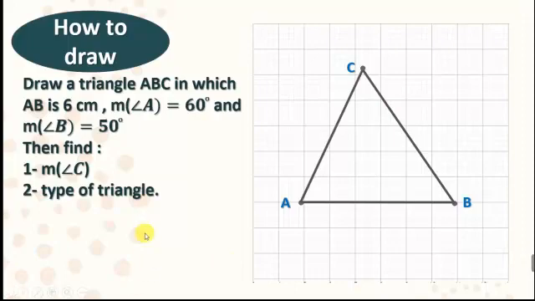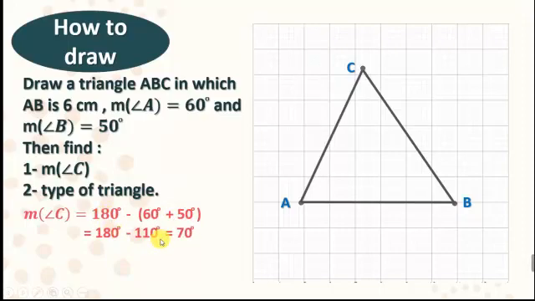Okay, it wants us here to find the measure of angle C. What will I do? I will use my calculation to find the third angle. First, 60 plus 50 equals 110, and then 180 minus 110 is 70 degrees. So the measure of angle C is 70 degrees.